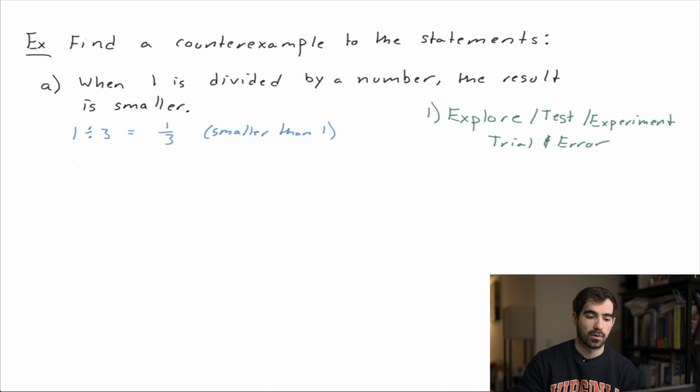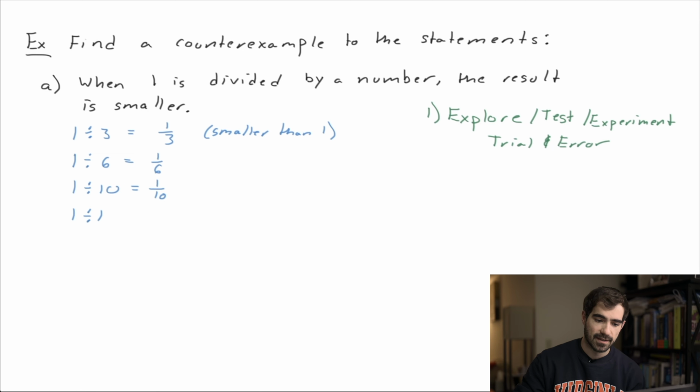Maybe we do 1 divided by 6 and get 1/6, and realize that's also smaller than 1. Maybe we try 1 divided by 10 and get 1/10. Well, 1/10 is also smaller than 1. Maybe we try 1 divided by 100 and get 1/100, and that's also smaller than 1. At this point, you may be starting to see a pattern. It seems like all of the guesses that we're trying aren't actually proving our statement wrong. They seem to fit with what the statement has said.